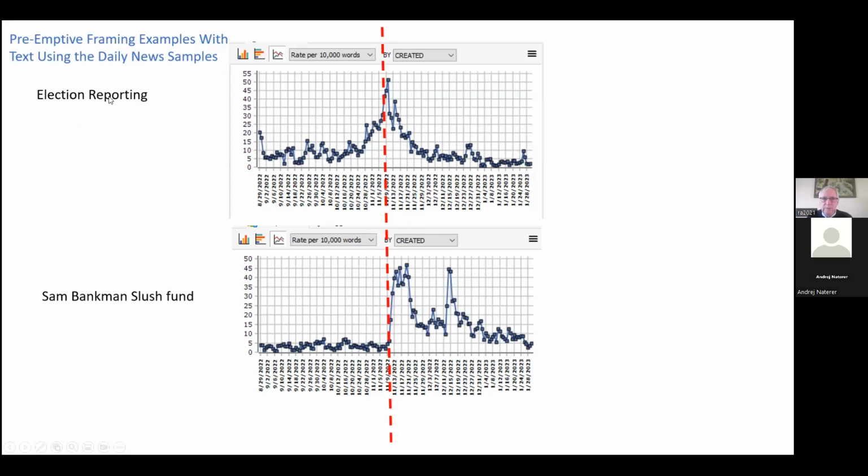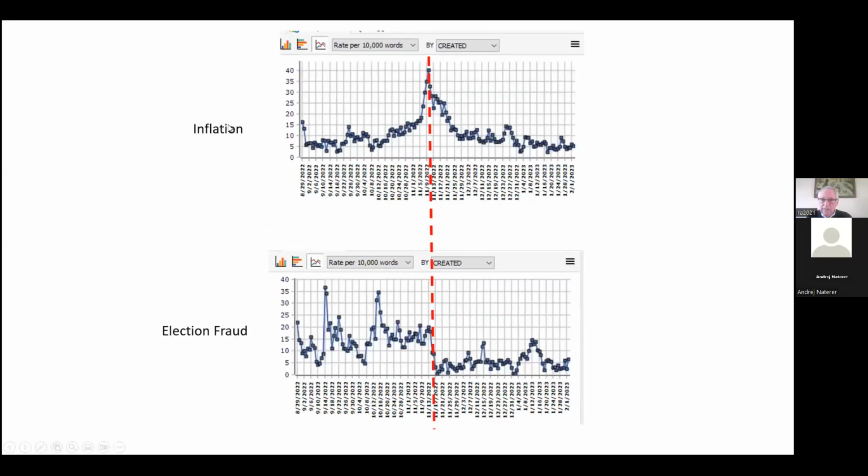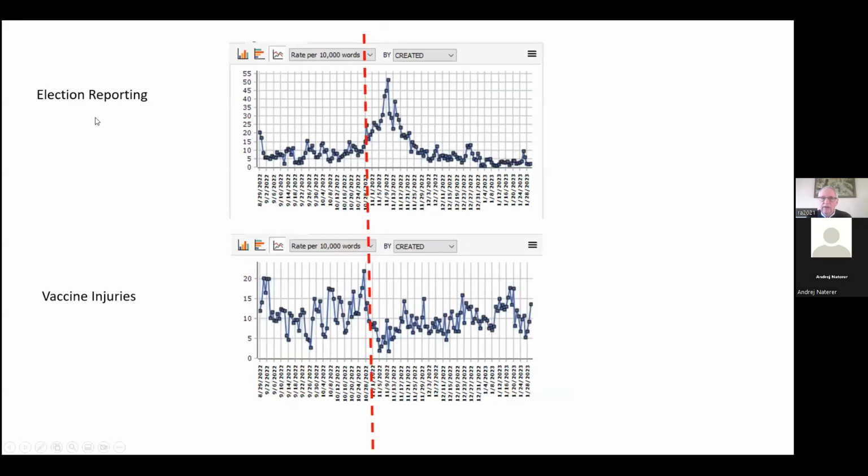So for instance, if I look at election reporting in a time series, and then the next day I look at Sam Bankman's slush fund, you see the timing there? Is it possible that the preemptive input of election reporting was timed to this? That's one example. Another is inflation and election fraud. Here, these two kind of coincide, right? And you see election fraud being reported very low after a certain point, after around 11/17. You see that? Another is election reporting and vaccine injuries. Is there a cross correlation time-wise on these?